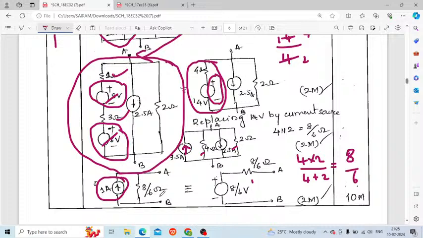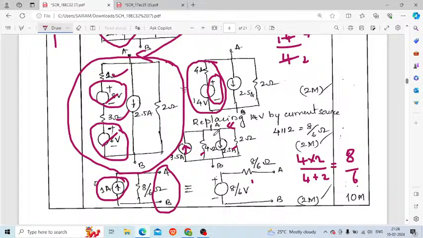This is 8.6 ohm and here are the terminals A and B. Don't forget to write the terminals A and B, you will lose the marks. After that, you can see here replacing 14 volt by current. So this is for this diagram, you have to write it. After that you have to simplify this diagram.